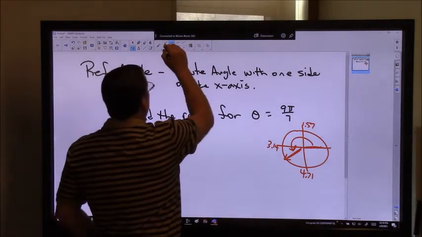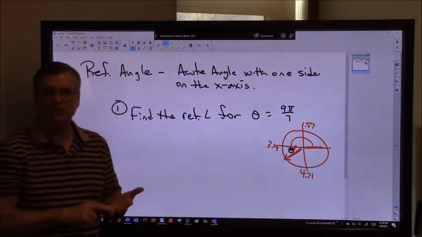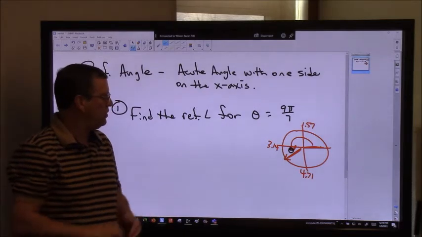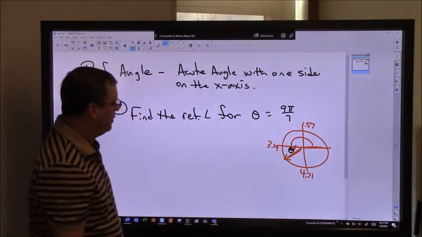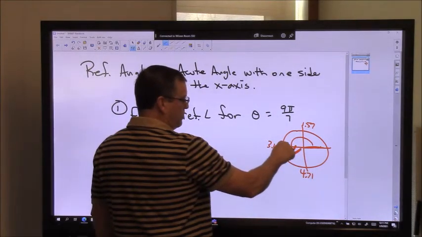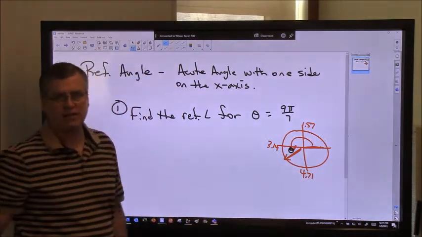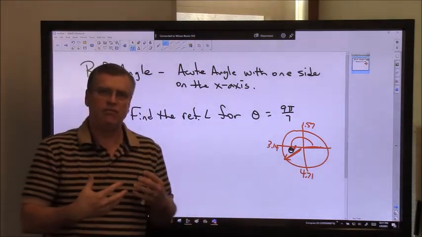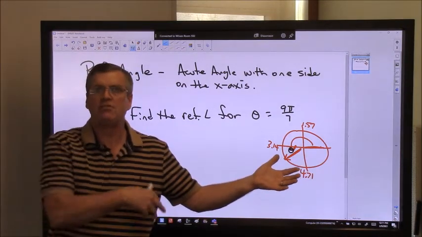This is our reference angle right here. Okay? It's got to be next to the origin, and it's got to be touching the x-axis. Okay? One side is on the x-axis. So I would think to myself, well, that's pi. I went past that. So how far past that did I go? That's like saying I was supposed to drive 10 miles, but I accidentally drove 12. Well, how far past 10 did I go?